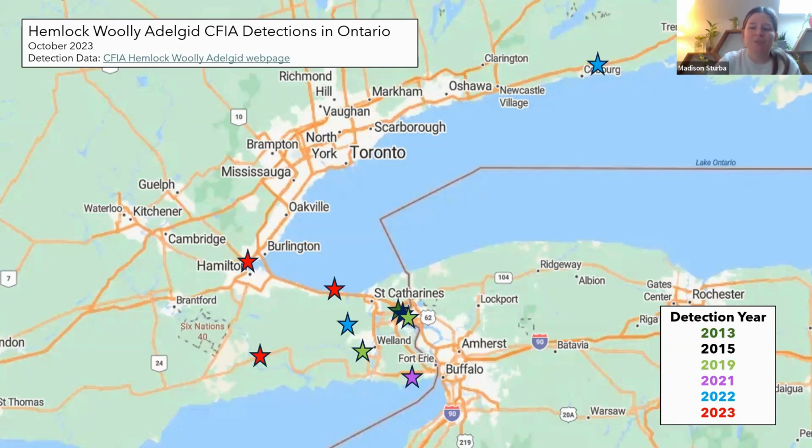A fun fact about this insect too is they are all females. They don't need a male to reproduce, so it only really takes a few little adelgids in a new area to start an entirely new population. Unfortunately, we've been consistently making new detections each year, so you can see the red stars there. These are the 3 new detections we found here last year.